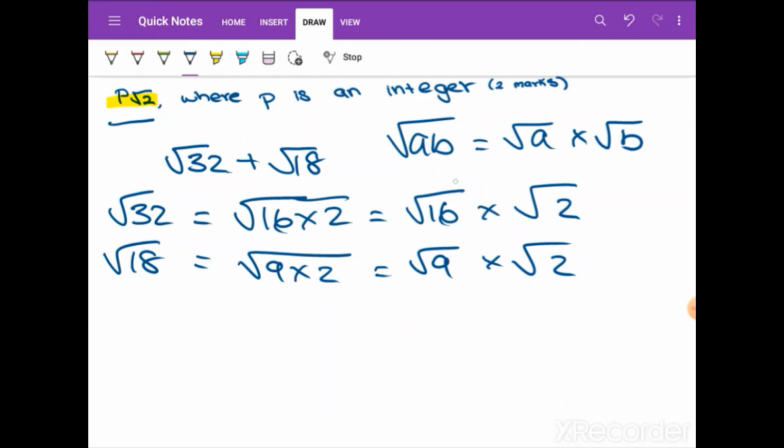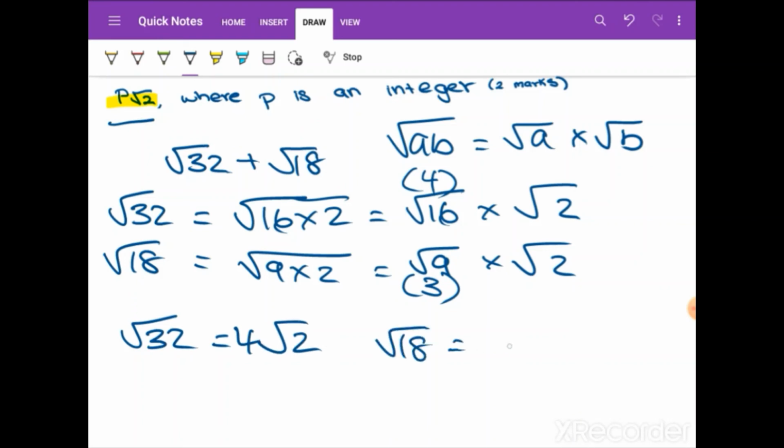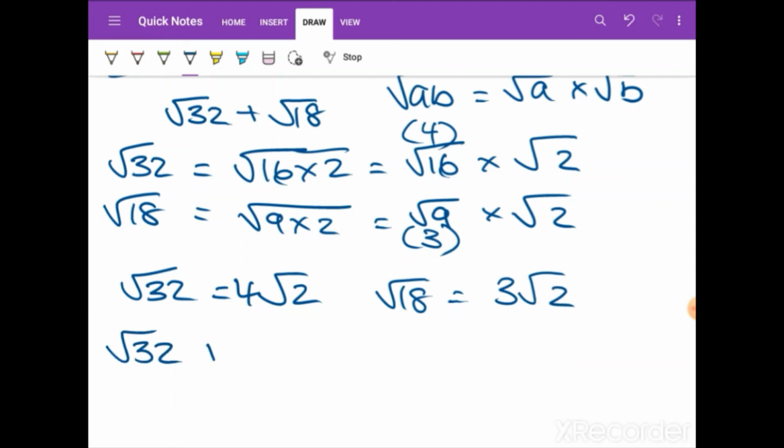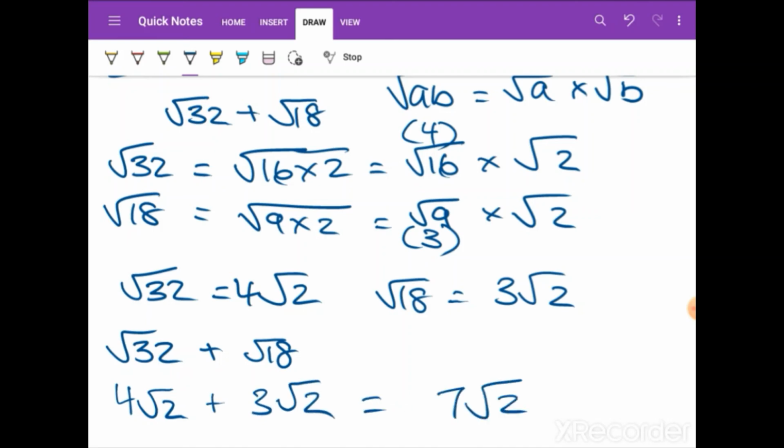Now, we know that the square root of 16 equals 4, and the square root of 9 equals 3. So we can rewrite this as the square root of 32 equals 4 times the square root of 2, and the square root of 18 equals 3 times the square root of 2. Now, when we rewrite the square root of 32 plus the square root of 18, we can rewrite it as 4 times the square root of 2 plus 3 times the square root of 2. And this simply gives us 7 times the square root of 2.